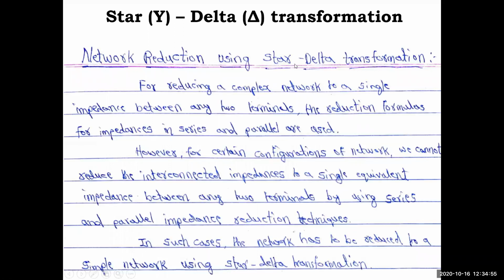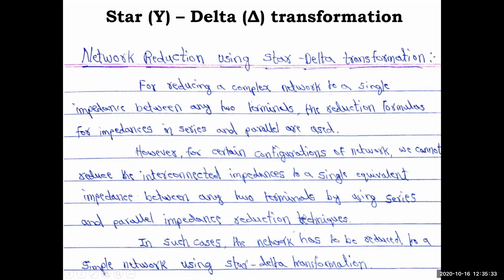For reducing a complex network to a single impedance between any two terminals, the reduction formulas for impedances in series and parallel are used. So resistances in series and resistances in parallel will be used for simple reduction. However, in certain configurations of networks, we cannot reduce the interconnected impedances to a single equivalent impedance between any two terminals by using series and parallel impedance reduction techniques. In such cases the network has to be reduced to a simple network using star delta transformation.